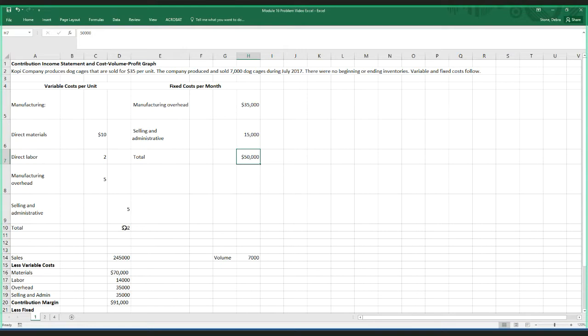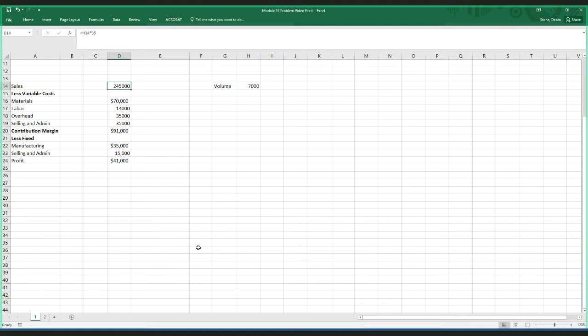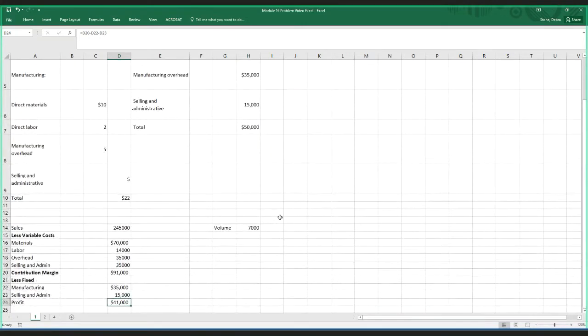Here we have the total of all of these. Then we have sales of 245, and we have materials of 70, the labor of 14, overhead of 35, the selling and 35. Contribution margin is fixed. We subtract the fixed and the selling and admin, and we get the profit of 41,000. And that is at a volume. We have to calculate the sales.